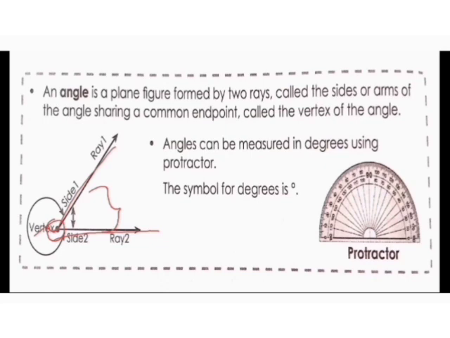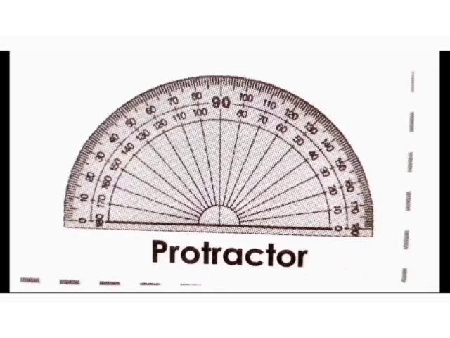Angles can be measured in degrees using the protractor. The symbol for degree is this. Look at the protractor. Angles are measured in a unit called degree with the help of a protractor. The straight edge of a protractor, this one, is called the baseline.